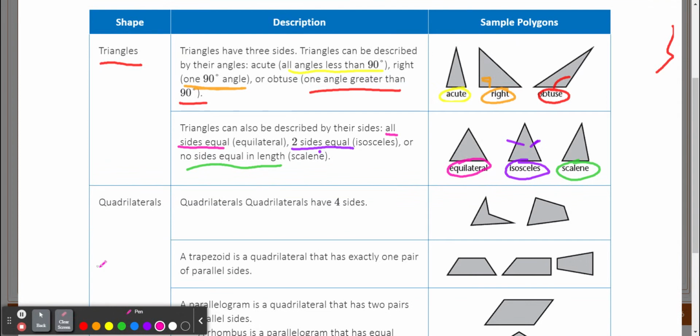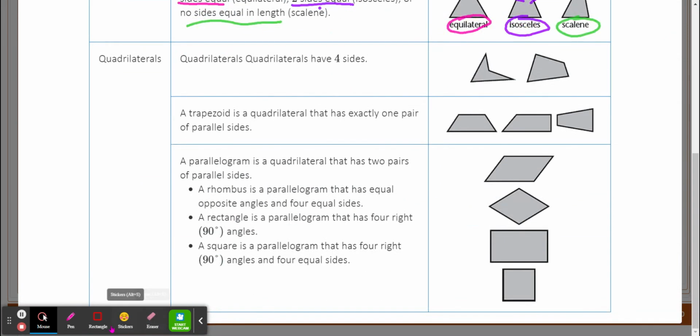Now we talk about quadrilaterals. Quadrilaterals are four-sided shapes. Any shape with four sides can be a quadrilateral. 1, 2, 3, 4. So any shape with four sides. Now, amongst quadrilaterals, there are more specific quadrilaterals. For example, a trapezoid. It's vocabulary you need to know.